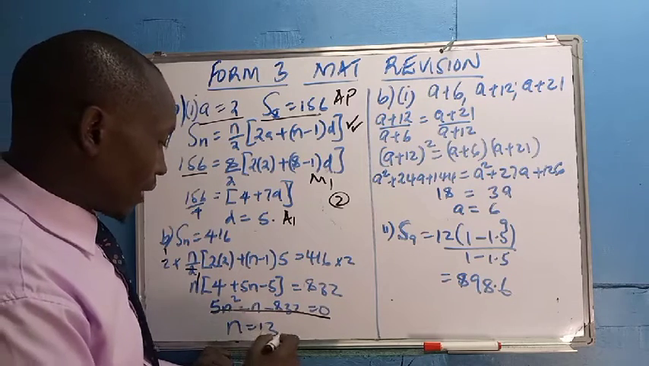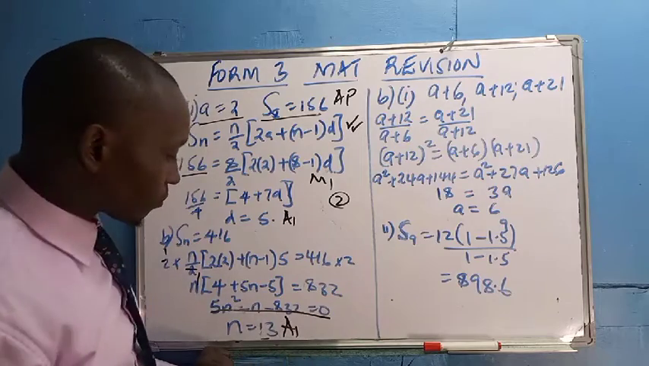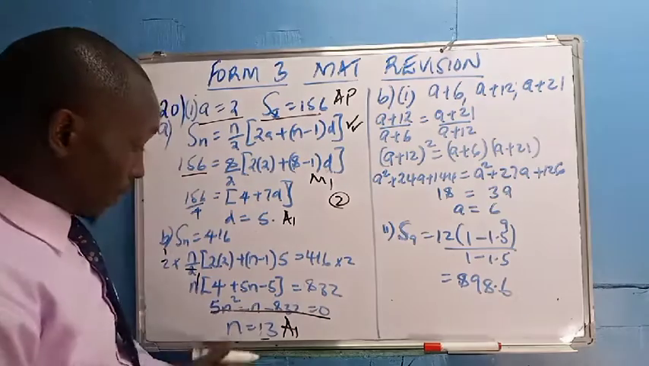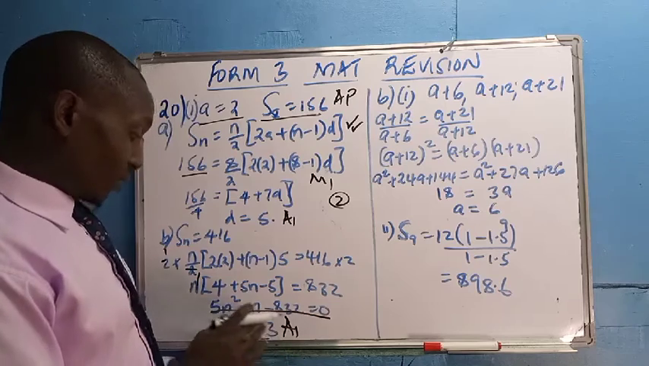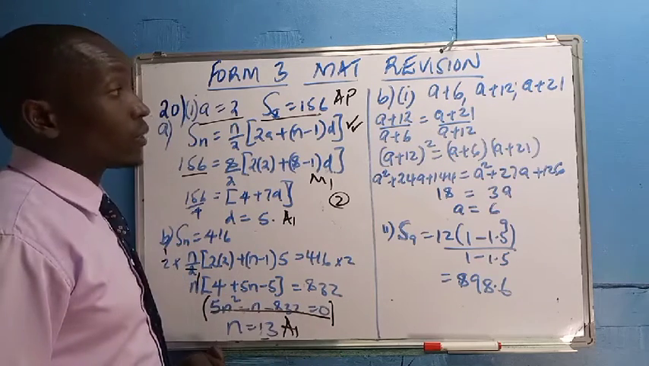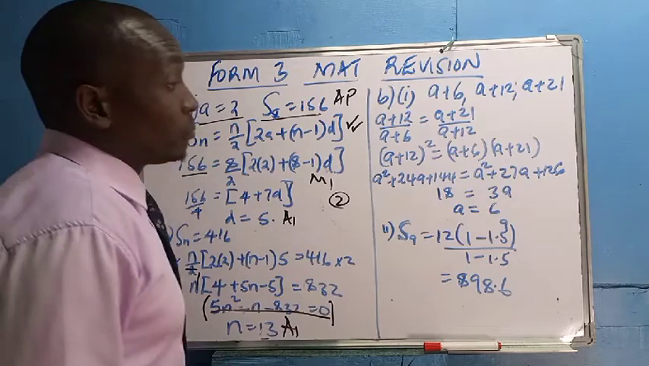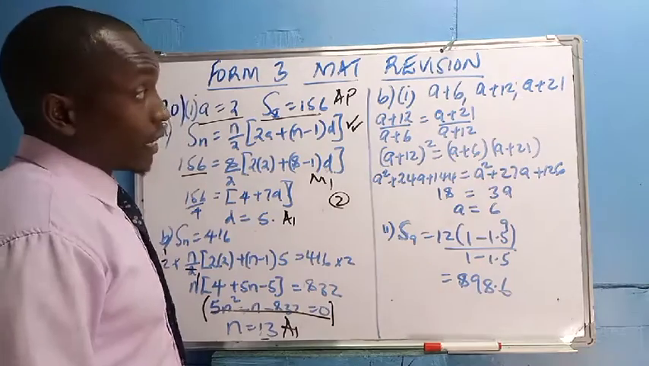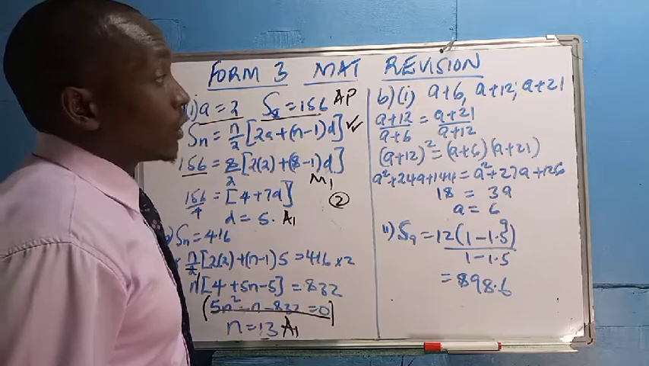If you solve this, you get the value of n to be 13. So the number of terms is 13. So my student, I'm leaving you to the task of working out that. Solve that quadratic equation.